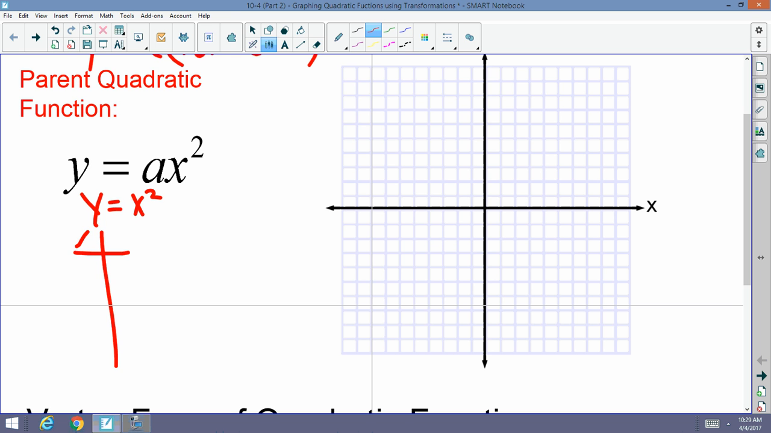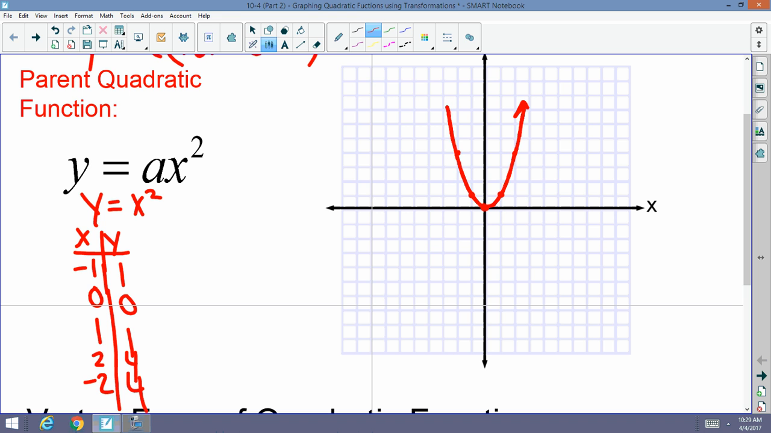So if I make a little table here, guys, let's go negative 1, 0, and 1. When x is negative 1, y is 1. When x is 0, y is 0. And when x is 1, y is 1. So my parent function of a quadratic is this right here. And if you want, we can even get more technical. Let's go 2 and negative 2, and then it'd be 4 and 4. So 2, 1, 2, 3, 4, and negative 4. And that is the parent function of a quadratic.